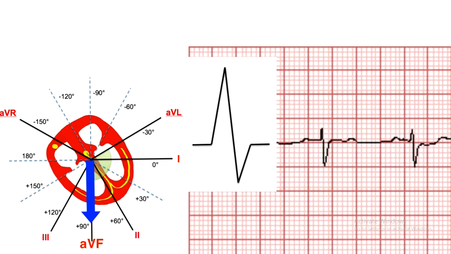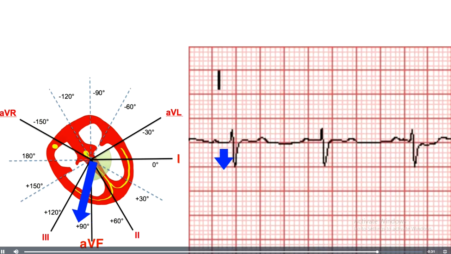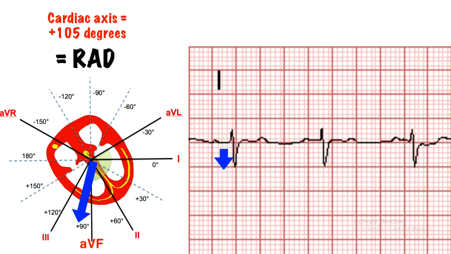If it's slightly more positive, then you can shift the axis by 15 degrees towards the equiphasic lead. In this case, it's slightly more negative. Therefore, you can shift the axis by 15 degrees away from the equiphasic lead. This patient has right axis deviation.